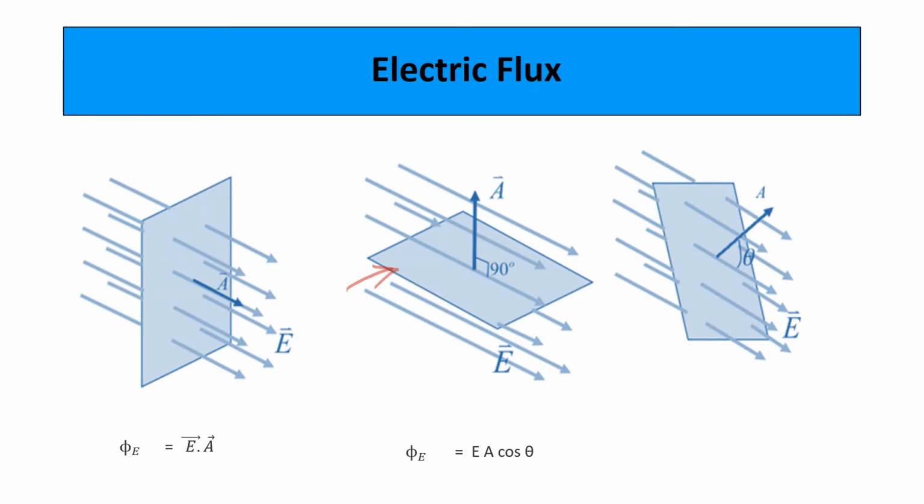In this case, the area is horizontal. This is the area vector normal to that area. The lines of force are passing horizontally. Therefore, what is the angle theta? Theta is equal to 90 degrees, cos 90 is 0. Flux will be 0. In this case, it is tilted slightly, and this is the area vector, this is the normal, and this is the angle theta. Phi will be EA cos theta.